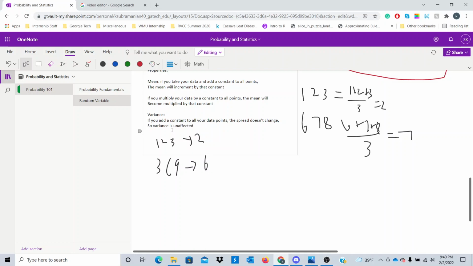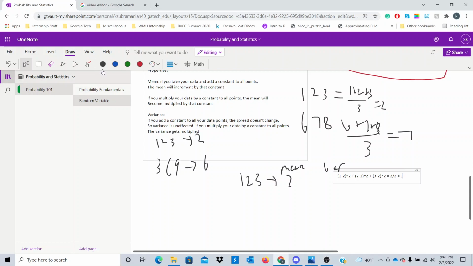Now let's consider the other side of the coin. If you multiply your data by a constant, the variance gets multiplied. Let's take a look at an example. When you see 1, 2, 3, the mean was 2. But let's get the variance real quick. The variance is going to be 1 minus 2 squared plus 2 minus 2 squared plus 3 minus 2 squared, which is going to be 2. And we're going to divide this by the number of data points, 3, minus 1, which is 2. So the variance is 1.